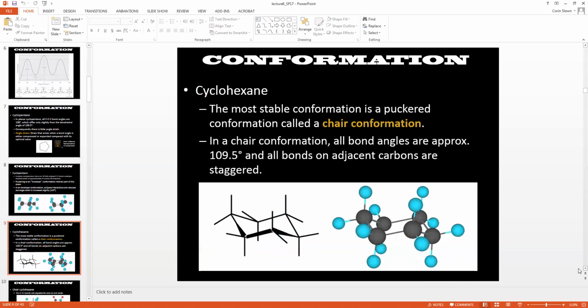For cyclohexane, the most stable conformation is a puckered conformation called a chair conformation. In a chair conformation, all bond angles are approximately 109.5, and all bonds on adjacent carbons are staggered. If we take notice here, you can see that these hydrogen atoms are as far apart as possible from each other.